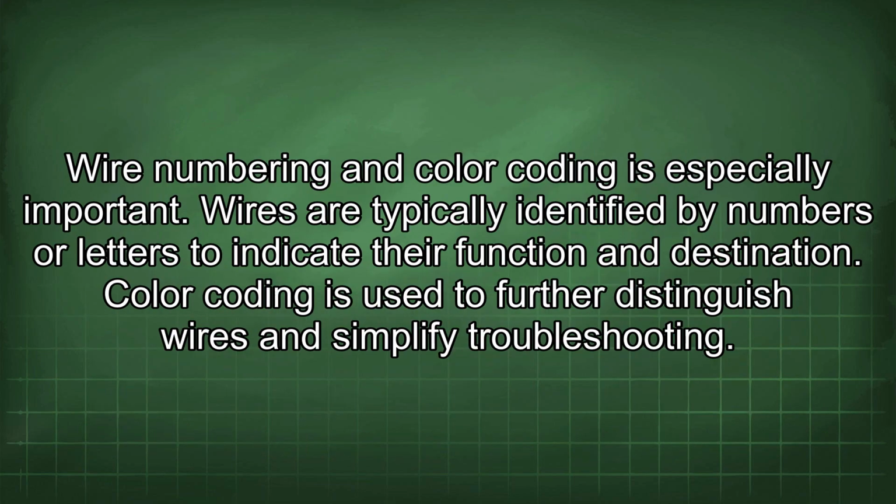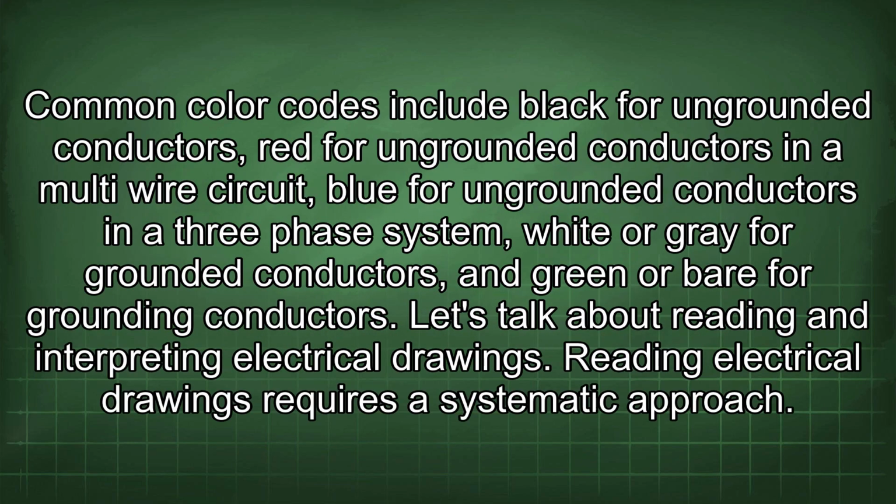Wire numbering and color coding is especially important. Wires are typically identified by numbers or letters to indicate their function and destination. Color coding is used to further distinguish wires and simplify troubleshooting. Common color codes include black for ungrounded conductors, red for ungrounded conductors in a multi-wire circuit, blue for ungrounded conductors in a three-phase system, white or gray for grounded conductors, and green or bare for grounding conductors.